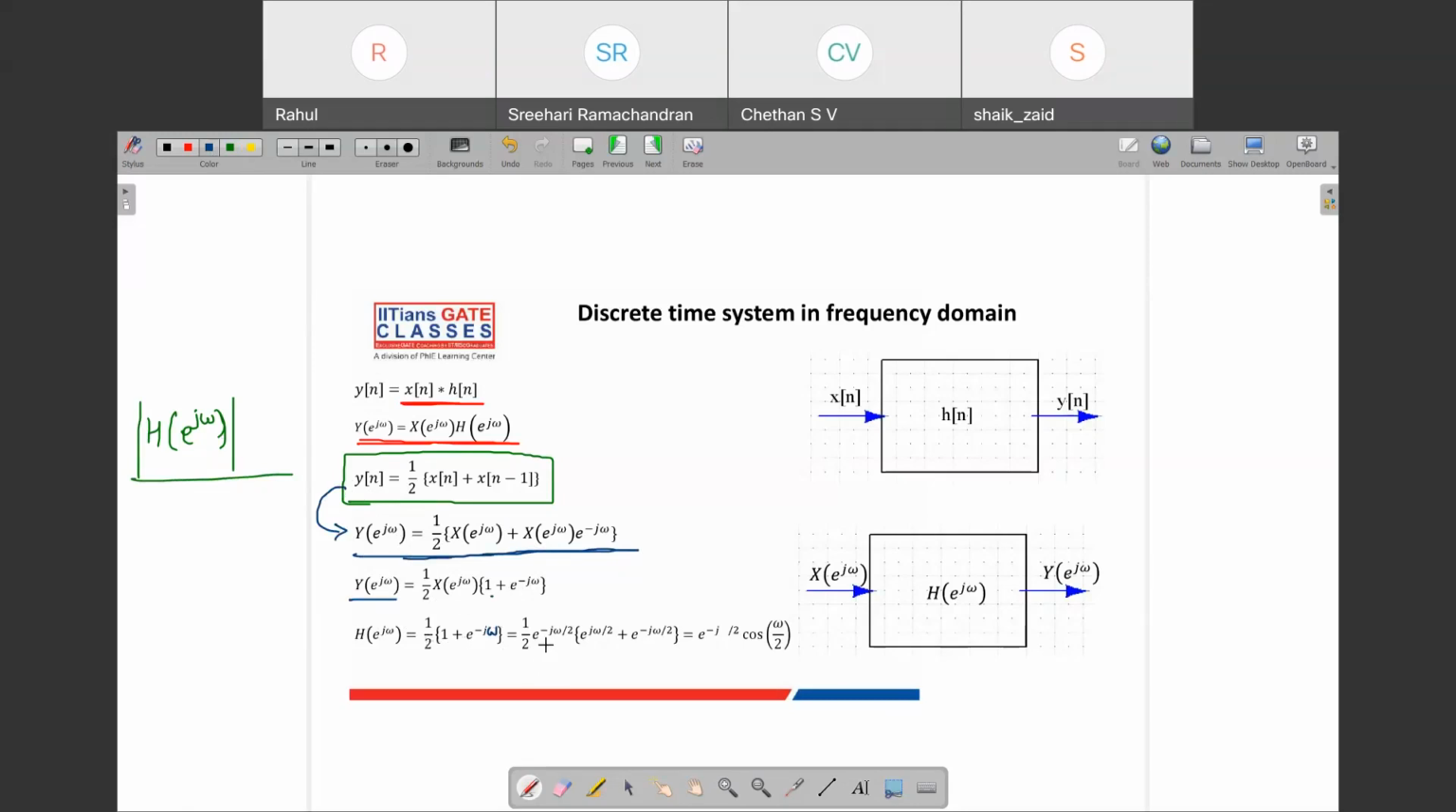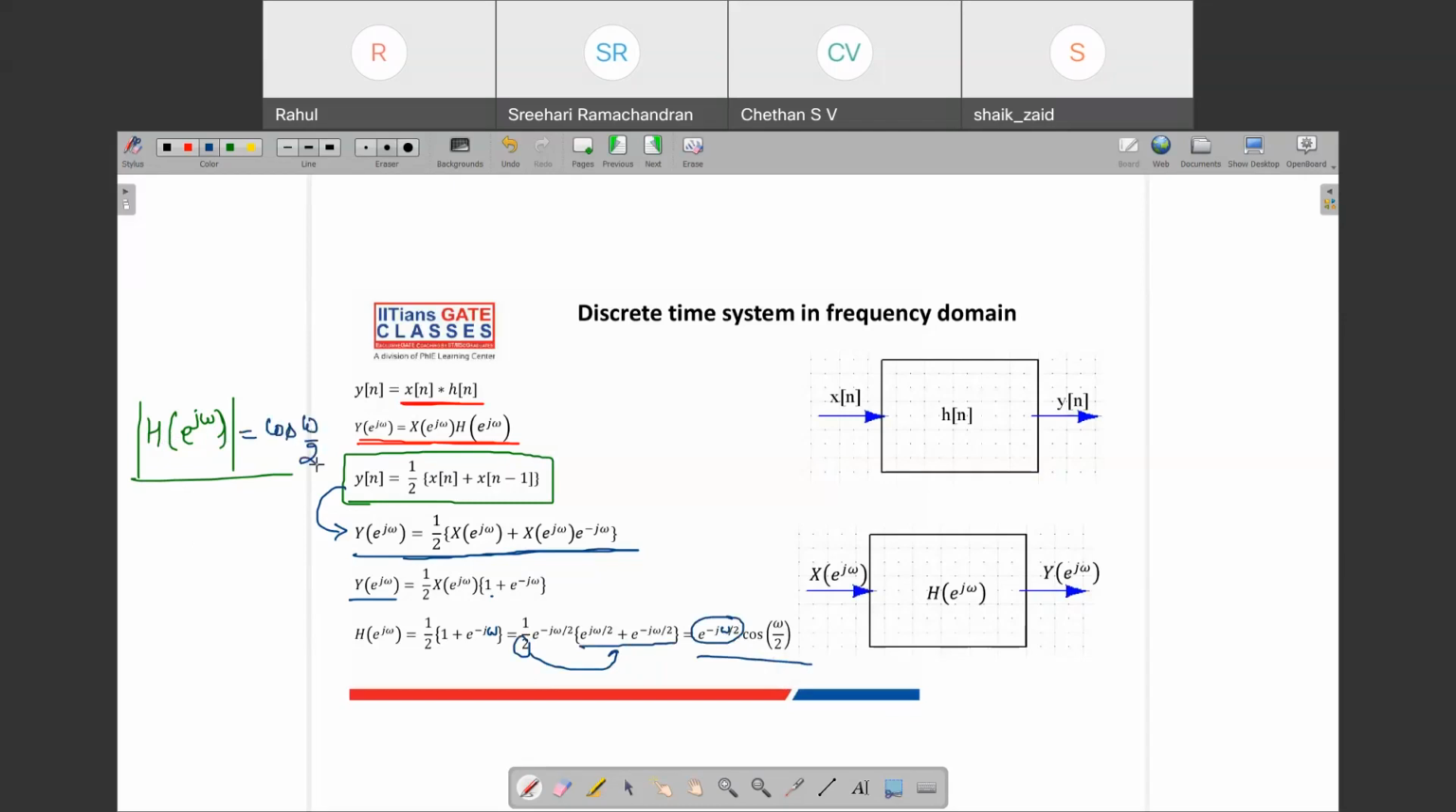Now this one, you can write it like this. Just take e to the power minus j omega by 2 common, and then you'll get this. And here you can take this 2 and write it in the form of cos. So finally, this will be H of e to the power j omega. Okay, so we need to find out what the magnitude is. Once you take the magnitude, you can remove this term and you'll just get cos omega by 2. So the magnitude of H of e to the power j omega is cos omega by 2.